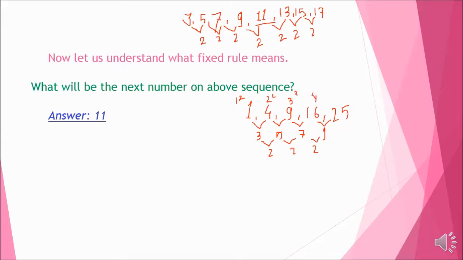It has a 4 square. Every number is a square. It's a square number. So there is a fixed rule. So this is the fixed rule.